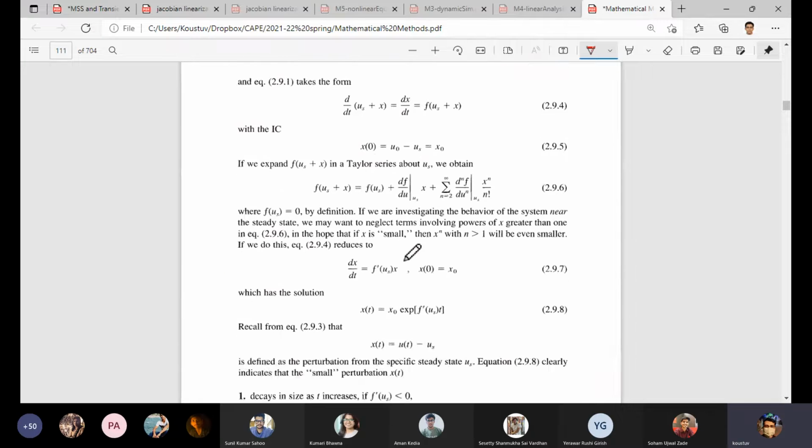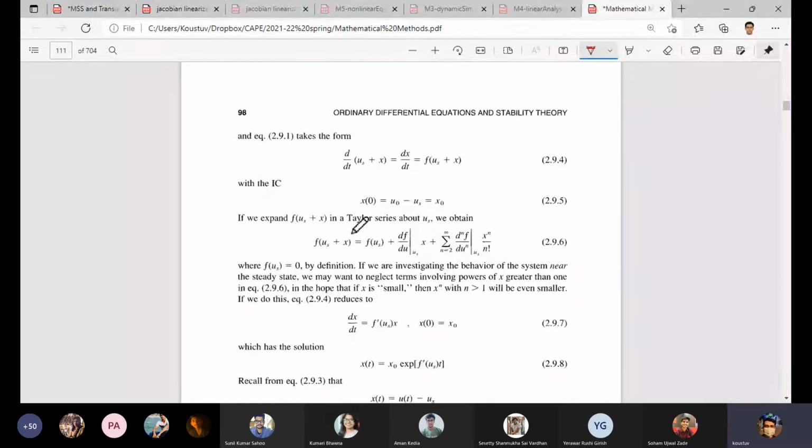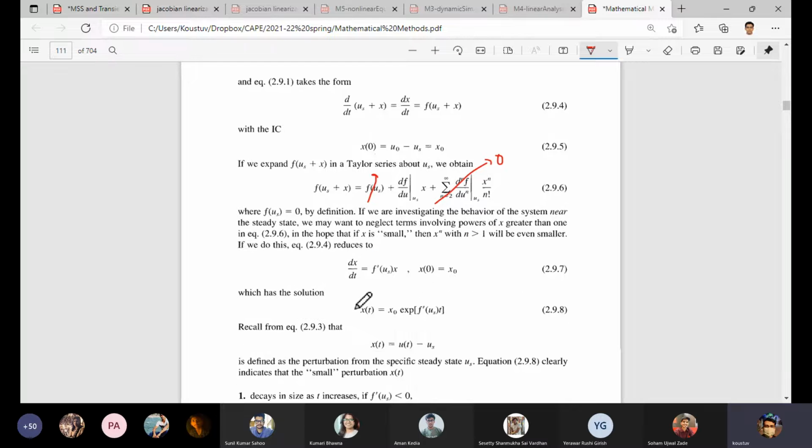And then what we do, just single valued functions, and we take up a Taylor series expansion. From this onwards, we basically omit the terms, we ignore them, and this also is 0. So basically dx/dt is nothing but df/du, that means f dash, the first derivative at the steady state point, times x, right? So this has the solutions of this form, which you can easily write.